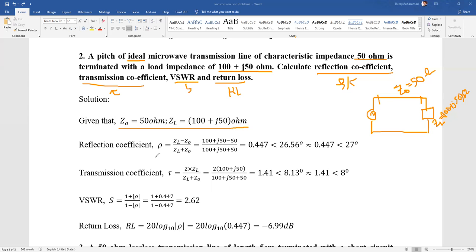So the reflection coefficient is ZL minus Z naught divided by ZL plus Z naught. That is the formula which we have learned earlier. Now put the values of ZL and Z naught in this formula. The value of ZL is given, which is 100 plus j 50 ohm, and the value of Z naught is 50. So here we have ZL plus Z naught. This is in the rectangular form, and this is in the polar form.